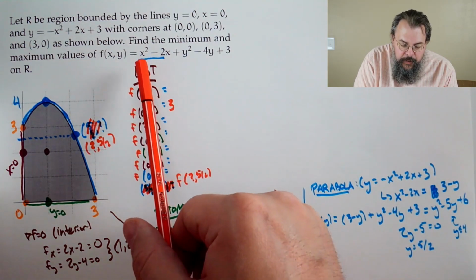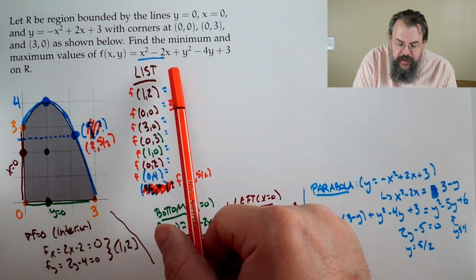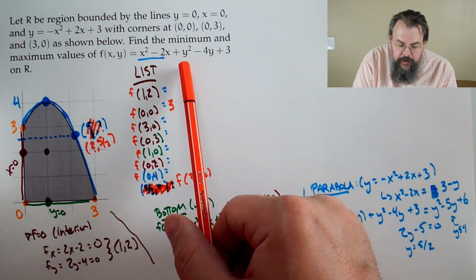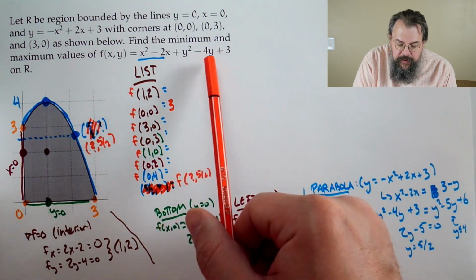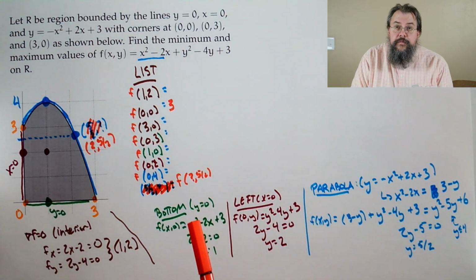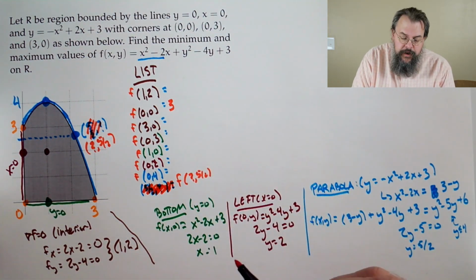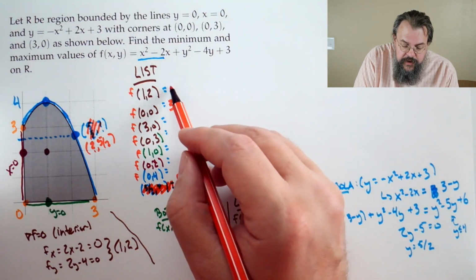Okay, how about 1, comma, 2? Okay, that'll be 1 minus 2, that's minus 1. And then we'll have 4 minus 8, that's minus 4, minus 1, minus 4, and plus 3. So that's negative 2. Okay, all right. So negative 2.